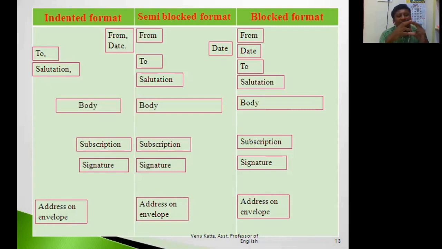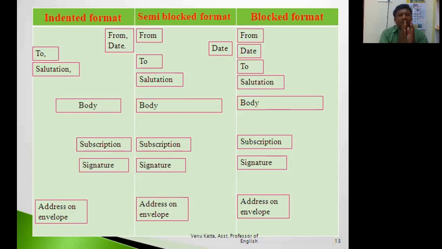And then body of the letter, the first line of the body of the letter must follow indentation. Here the meaning of indentation is we have to leave one space in the first line. Okay, body of the letter రాసేటప్పుడు మొదటి లైన్ కి ఒక స్పేస్ వదిలేసి మనం మొదలు పెట్టాలి, అదే ఇండెంటేషన్ అంటే. Okay, after completion of body of the letter, subscription, comma, comma, comma, full stop, signature, and address on envelope left side. Okay, comma, comma, comma, full stop. Subscription, signature comes right side.